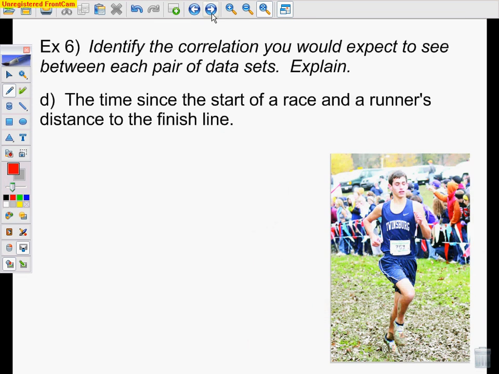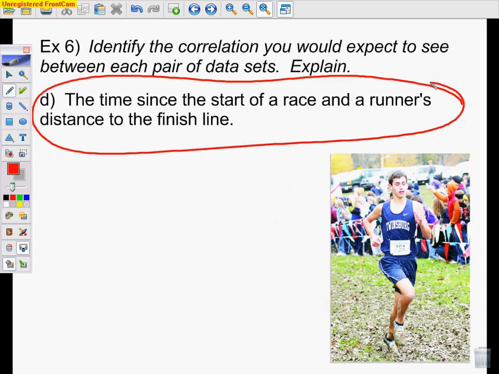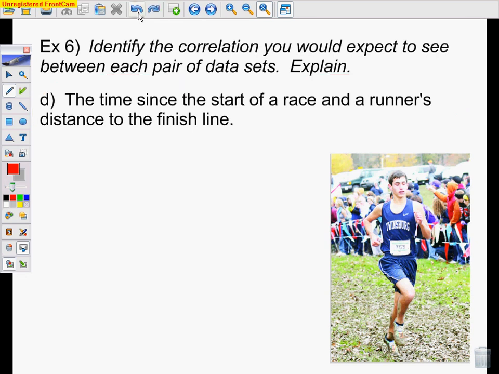So, part D, go ahead and take a minute, write this one down. Discuss your answer. Okay, so the time since the start of a race and a runner's distance to the finish line. This here is a negative correlation. And the reason why this is negative is because as the race continues, as the race time increases, the runner's distance from the finish line should decrease.